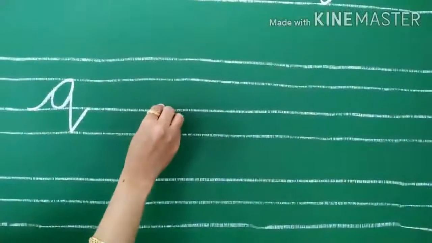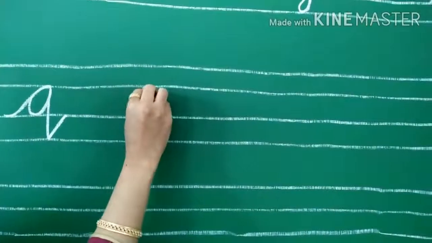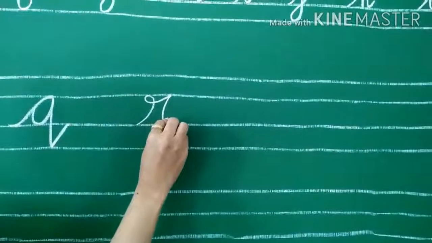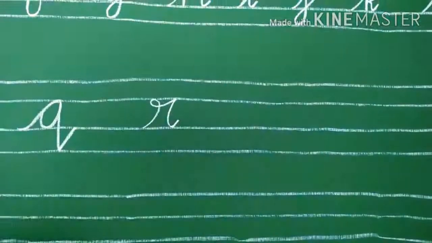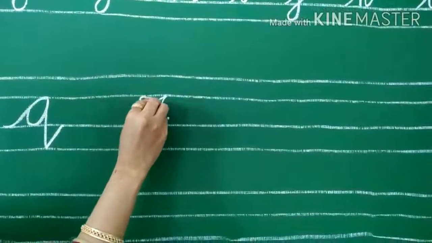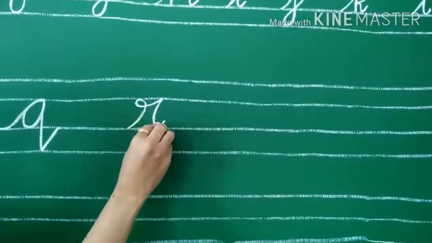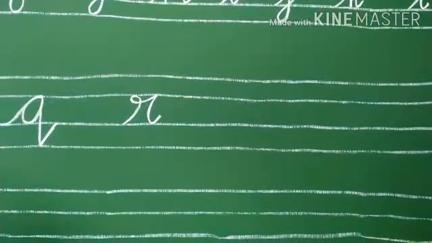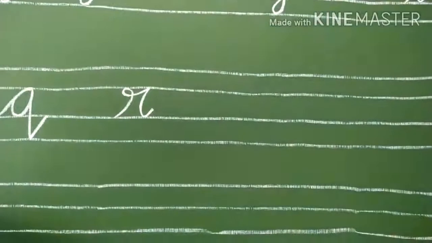To write r, draw a slanting line, put a small knot, again draw a line ends with a small curve. Yes, draw a slanting line, put a small knot and draw a line ends with a small curve. It's small r. What comes after r?